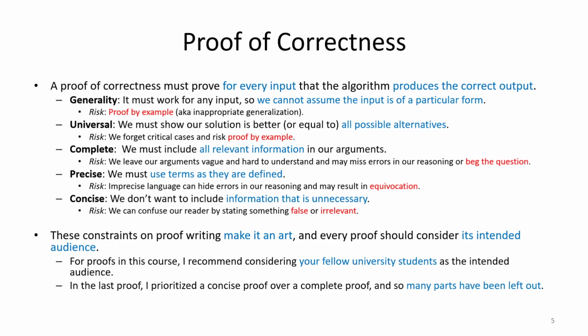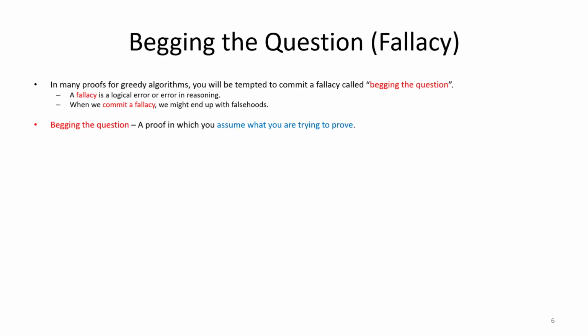Actually, I've got a few things I want to do before that. So before we do that, let's look at a couple of these pitfalls that we can get into when we're trying to write one of these proofs, and then we maybe take a misstep. The first one here is a fallacy called begging the question. Now let me remind you what a fallacy is. A fallacy is a logical error or an error in reasoning.